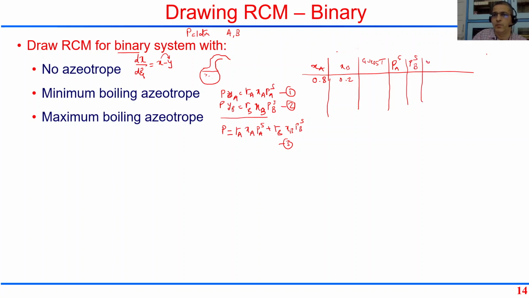We calculated total pressure from equation 3, and we varied our guess temperature to get the total pressure to be 1 atmosphere, because we are doing distillation at 1 atmosphere. If we were doing a distillation at 0.5 atmosphere, we would have varied this guess temperature to get total pressure to be 0.5 atmosphere. Then we calculate YA from equation 1, and YB from equation 2. So now this YA and YB that we have calculated are in equilibrium with this XA and XB.